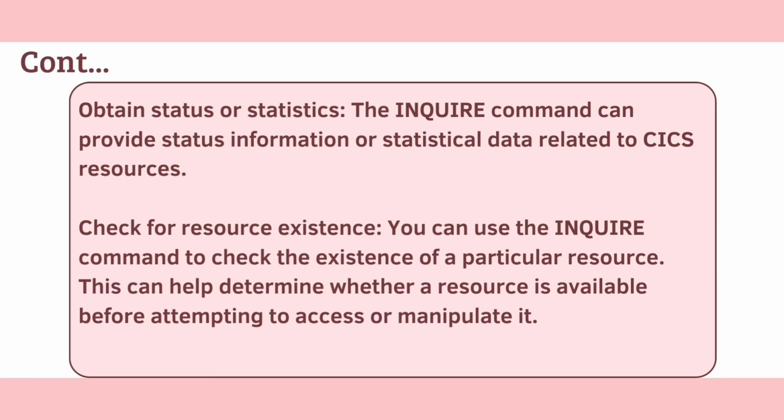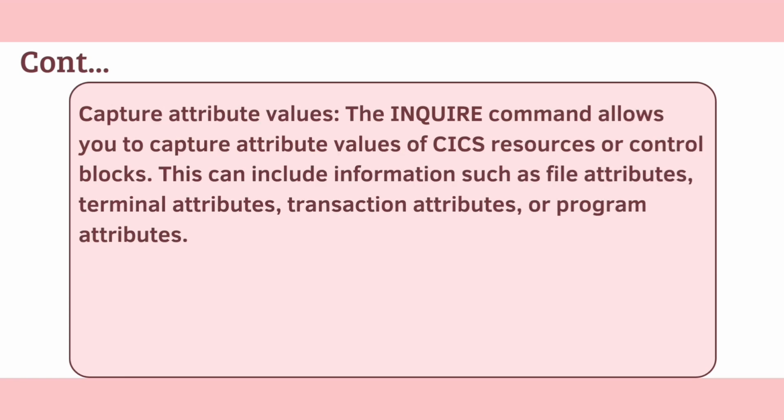Next is check for resource existence. You can use the inquire command to check the existence of a particular resource. This can help determine whether a resource is available before attempting to access or manipulate it. Next is capture attribute values. The inquire command allows you to capture attribute values of CICS resources or control blocks. This can include information such as file attributes, terminal attributes, transaction attributes, or program attributes.